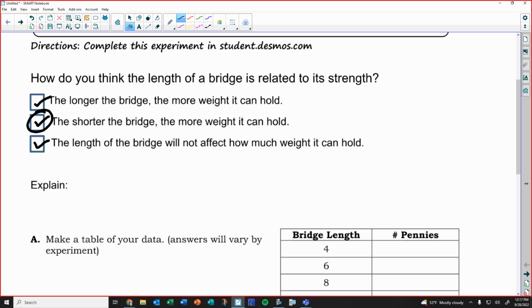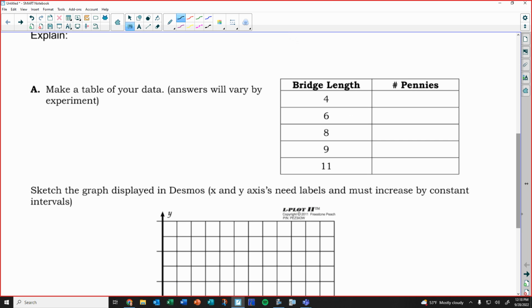So I'm going to share the data that I had. It may be a little different from yours, but it's probably going to end up the same idea. All right. When I did it earlier, there were 23 pennies that broke the 4-inch bridge, 14 that broke the 6, then it went 9, 9, and 8.